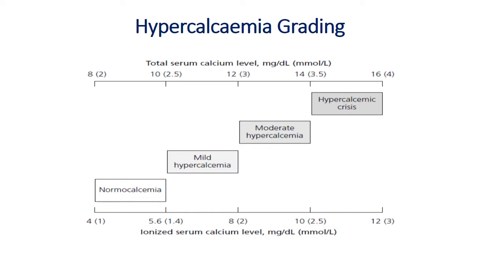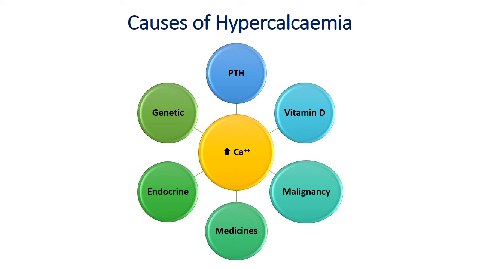The next level of moderate hypercalcemia denotes an ionized serum calcium of between 8 to 10 millimoles per liter. And if you have higher levels than moderate hypercalcemia, you are said to have a hypercalcemic crisis. And this classification is important from a management point of view, as we shall soon see. Now, what are the causes of hypercalcemia? Causes of hypercalcemia can be broadly divided into PTH dependent causes and PTH independent causes.